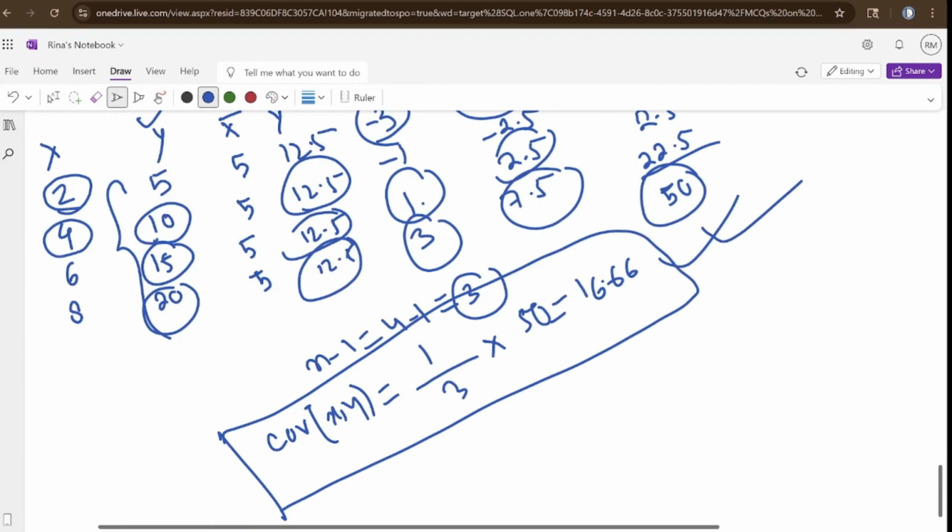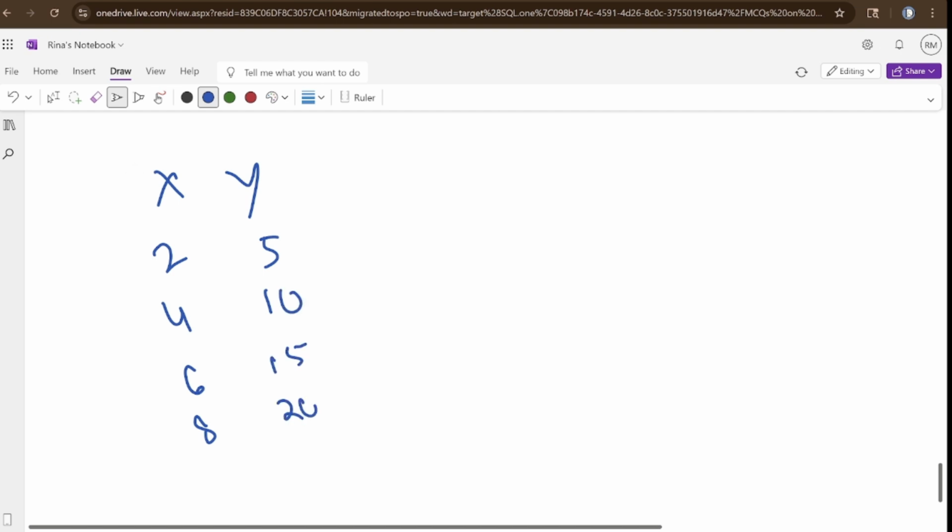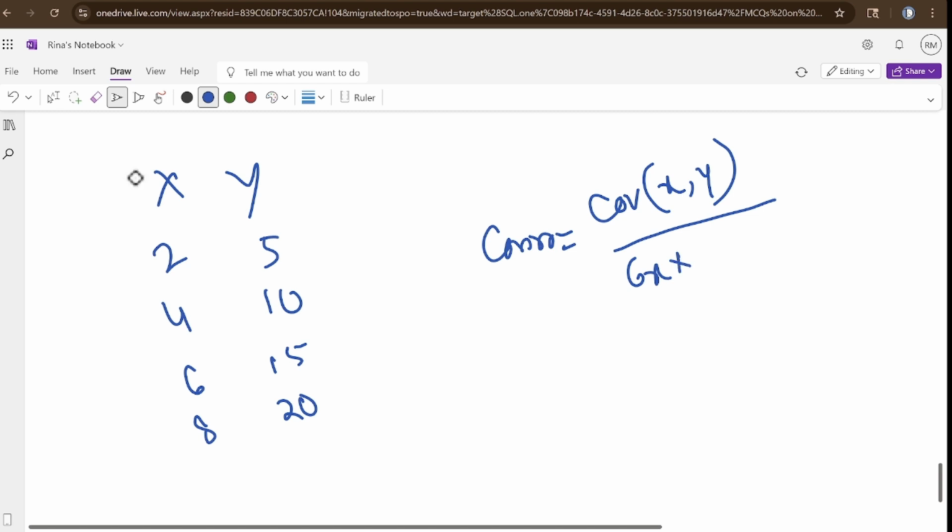Now let's calculate correlation also with the same data: x is 2, 4, 6, 8 and y is 5, 10, 15, 20. Now what is the formula for correlation? The correlation formula is covariance of x and y divided by sigma x into sigma y.